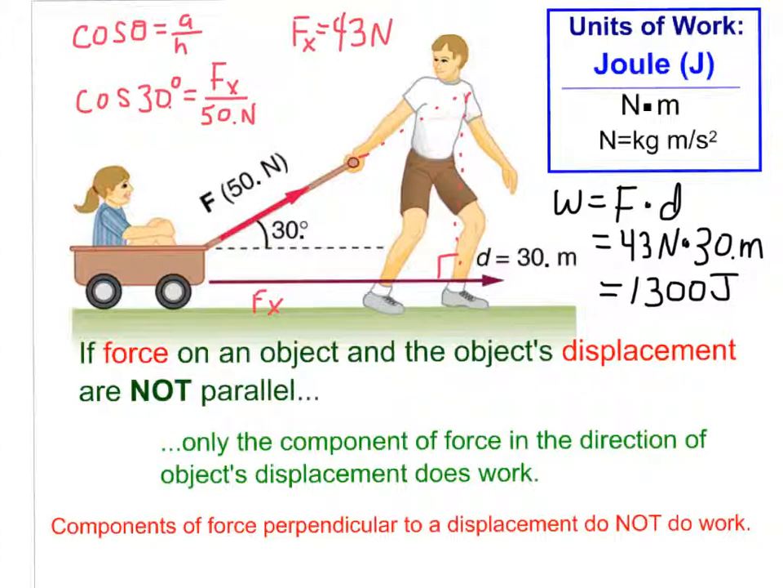The units of work are joules. That may or may not be familiar to you. A joule is a newton meter. When you look at these units, newton meter ends up being a joule. Remember that a newton is a kilogram meter per second squared, and a kilogram meter squared per second squared is a joule, just like a newton meter is a joule. So joules are also the unit that we're going to end up using to measure energy.